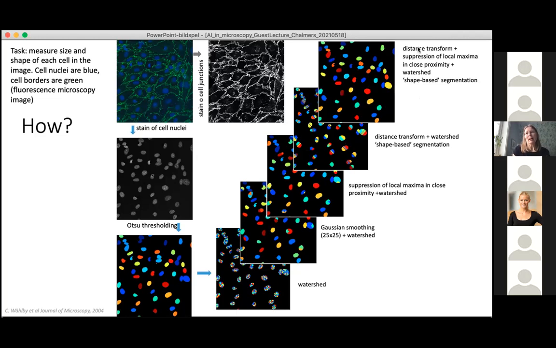But then if we combine this distance transform and the suppression of local maxima, and the fact that local maxima have to be far apart, and then also the watershed, then we can get something that is more or less mimicking what we would do if we would do it manually. So we get a more or less perfect result.